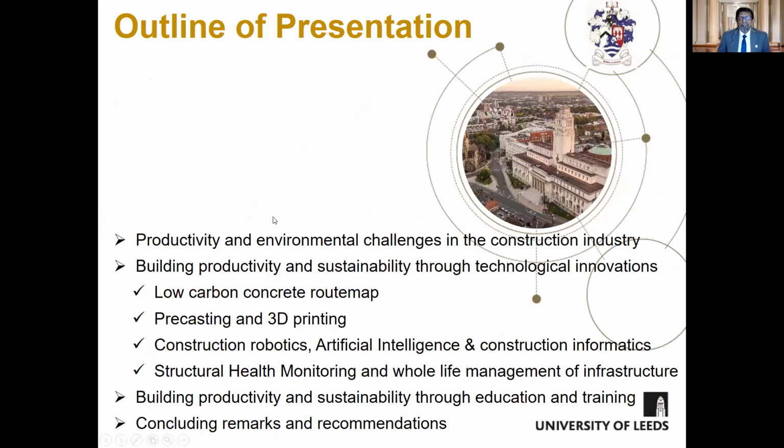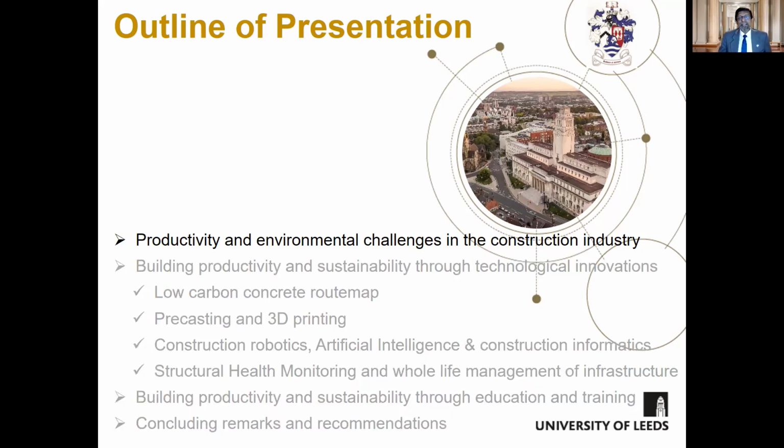Outline of my presentation is as follows. I start with an introduction to productivity and environmental challenges in the construction industry. I move then to building productivity and sustainability through technological innovations. Briefly touch upon 4 topics: low carbon concrete routemap, precasting and 3D printing, construction robotics, artificial intelligence and construction informatics, structural health monitoring and whole life management of infrastructure. I then move on to building productivity and sustainability through education and training. And finally, I conclude and give some recommendations.